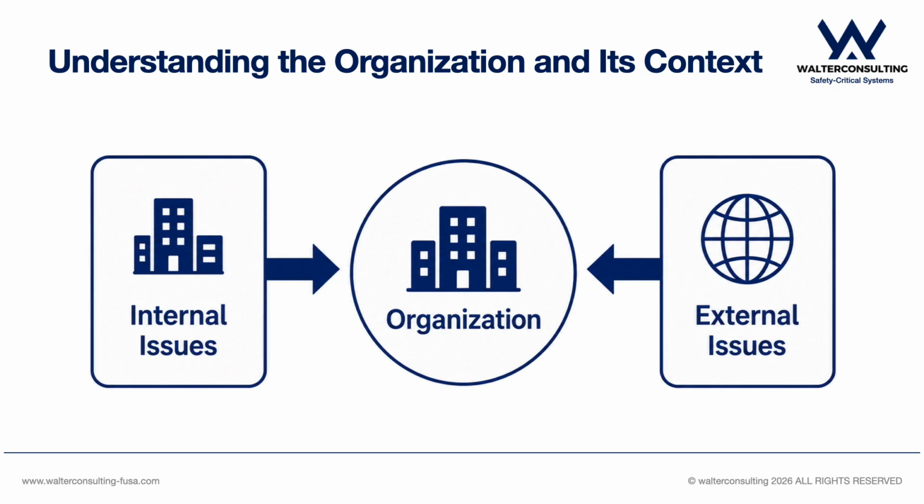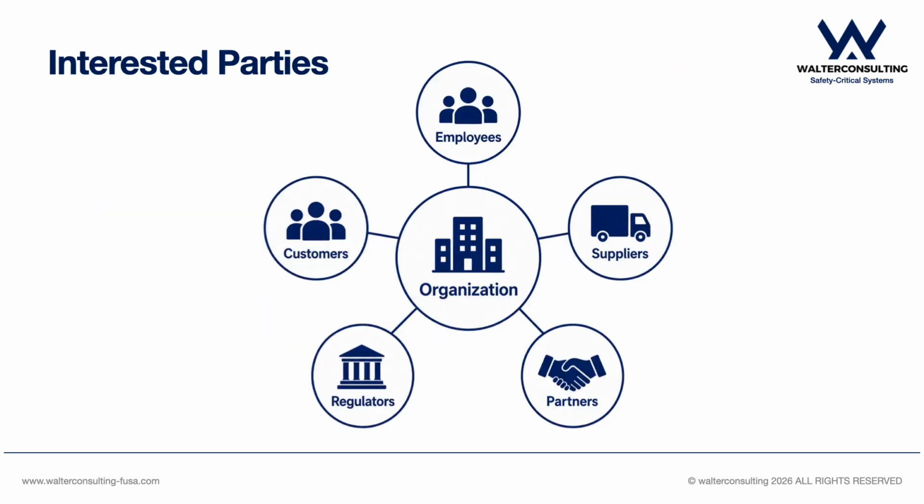Once the organization's context has been understood, attention shifts to the people and organizations that interact with it. No organization operates alone. Customers, employees, suppliers, regulators, and business partners may all have expectations regarding information security. Clause 4 requires organizations to identify these interested parties and determine which of their requirements are relevant to the information security management system. Understanding these expectations helps ensure that the information security management system supports both business objectives and compliance obligations.